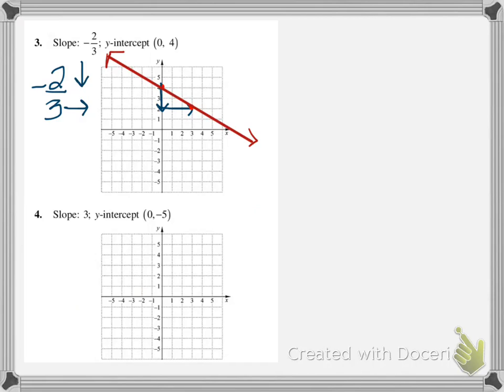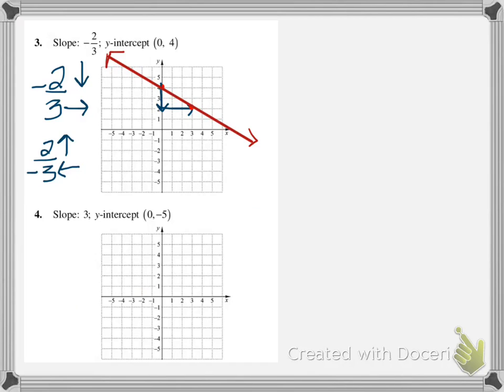Now you also could have put it on the denominator. You could have said 2 over negative 3, and if you did that, that's fine too, but then you would have had to go up 2 and left 3. So the negative can go on the numerator or the denominator, the rise or the run, but not both. Don't put it on both, because a negative over negative is a positive slope, and we definitely have a negative slope here.